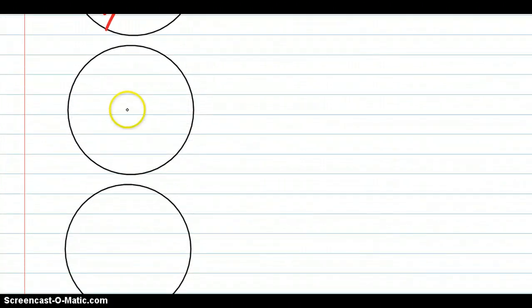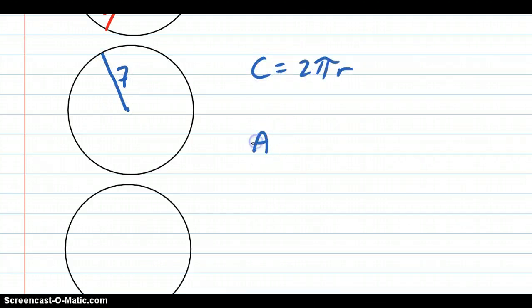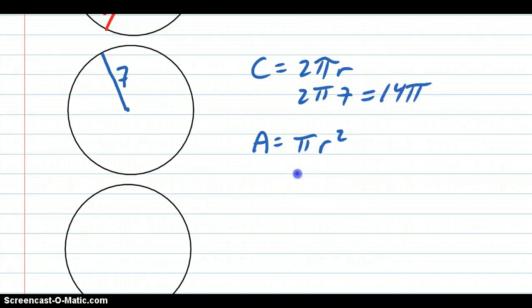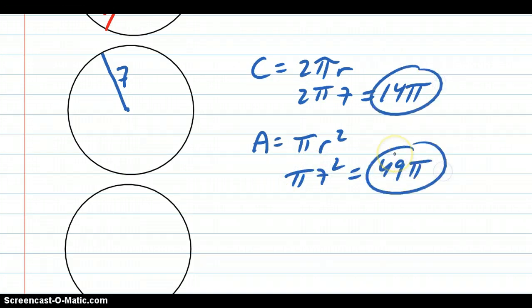What if our radius was 7? Well, the circumference is 2 times pi times the radius, and the area is pi times the radius squared. So if our radius is 7, it's 2 times pi times 7, so 14 pi, and our area is pi times 7 squared, so 49 pi. And so those are our two answers that we would get in a problem like that.